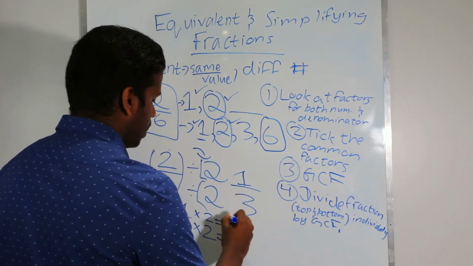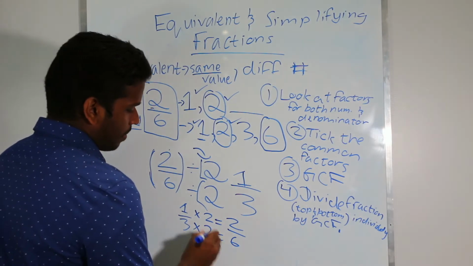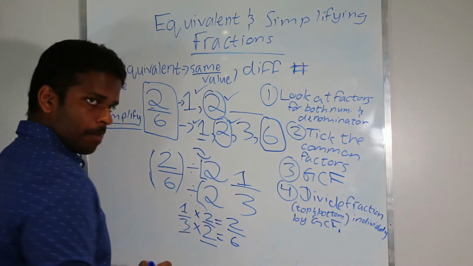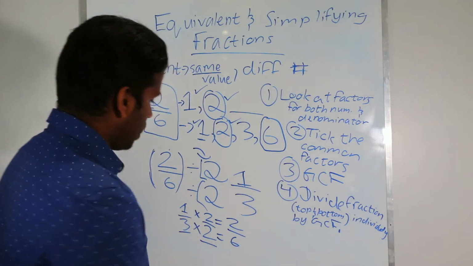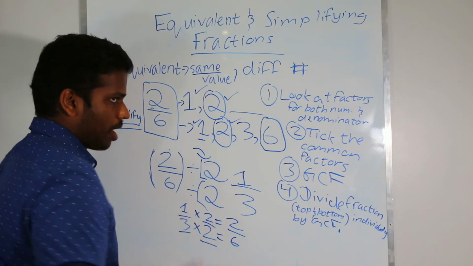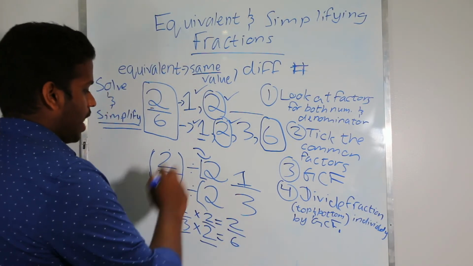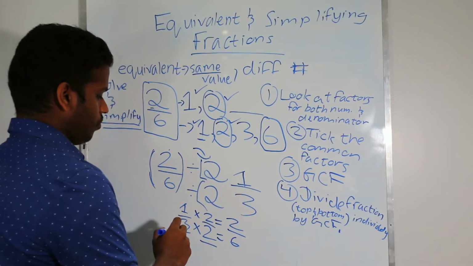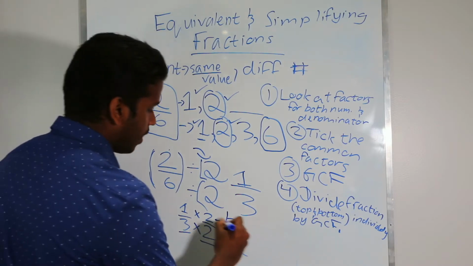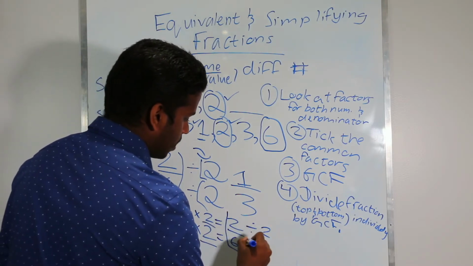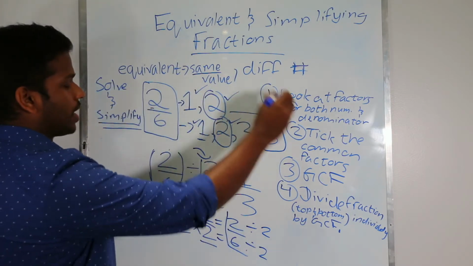So 1 times 2 is 2, and 3 times 2 is 6. See, I multiplied by the same number. If the fraction is given to you and it's already in a simplified form, you can multiply the numerator and denominator by the same number, and you will get an equivalent fraction. And if it's like this, you would have to do it backwards. You would divide by the same number. But when you're dividing fractions, you've got to use the greatest common factor method.